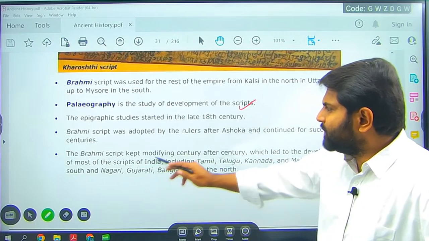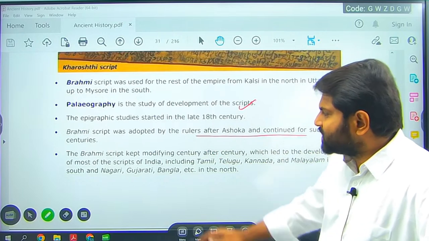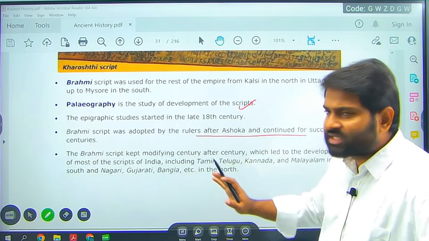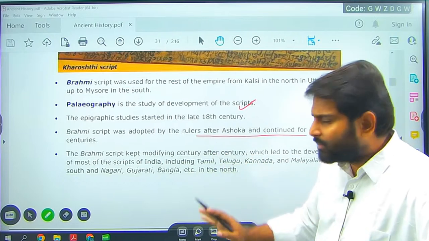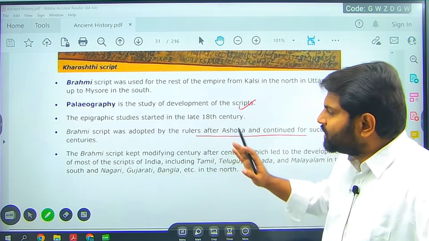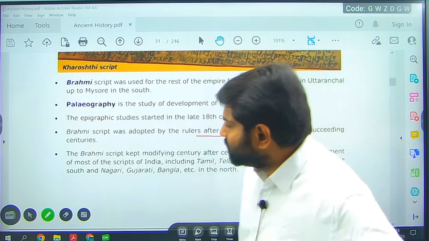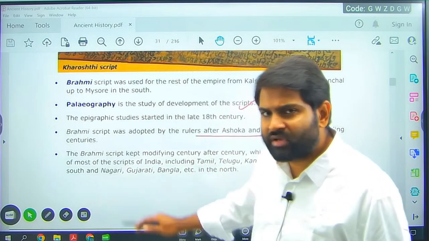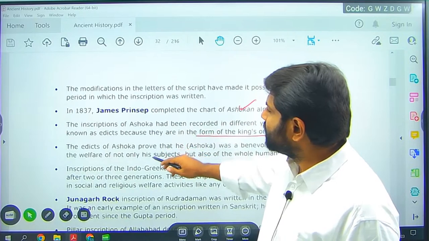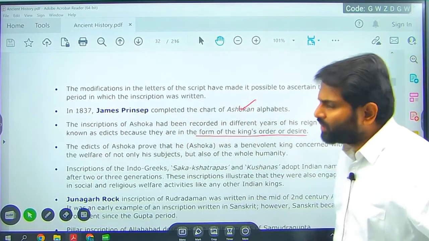Brahmi script was adopted by the rulers of Ashoka and continued in succeeding centuries. It kept modifying century after century, which led to the development of most of the scripts in India. Brahmi is the source for Tamil, Telugu, Kannada, Malayalam in the South and Nagari, Gujarati, Bangla in the North, right? The modifications in the letters of the script make it possible to ascertain the time period in which inscriptions were written.